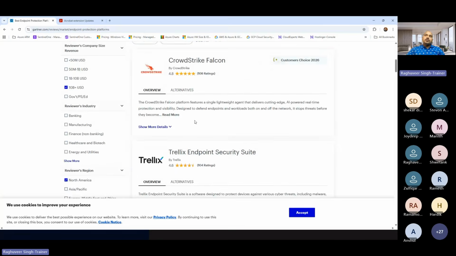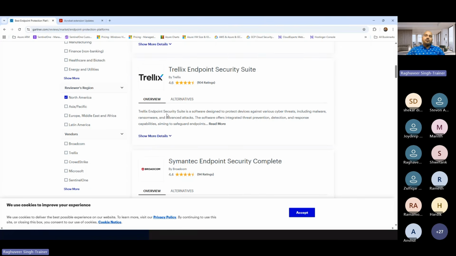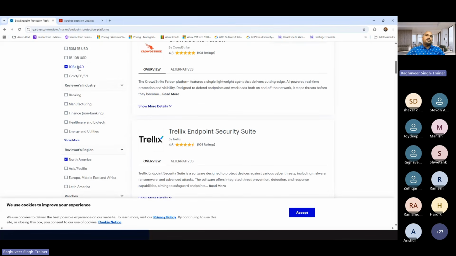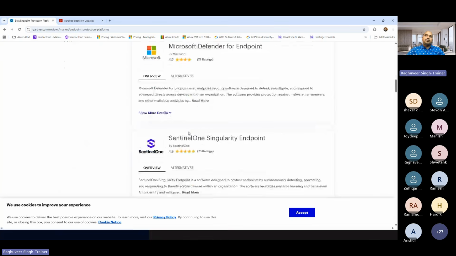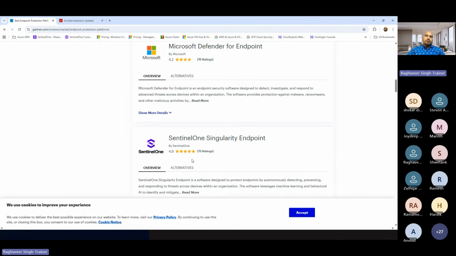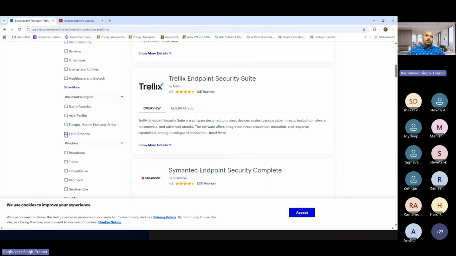Now you can see CrowdStrike continues to be at the number one position. However, Sophos is now replaced by Trellix. Now Trellix is quite good in North America, specifically for organizations at this value proposition, right? Then Symantec, Microsoft Defender for Endpoint, Singularity, and then other security solutions. So based on what you pick and choose, you will notice that these solutions will continue to change.